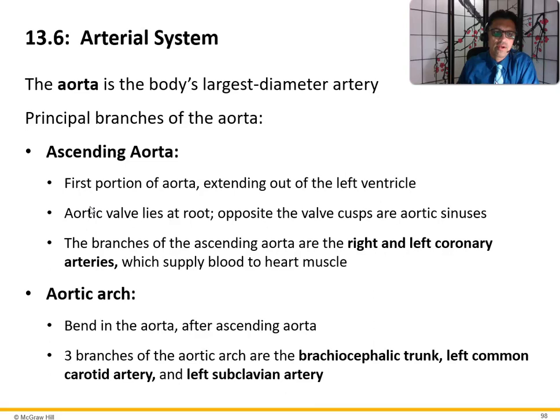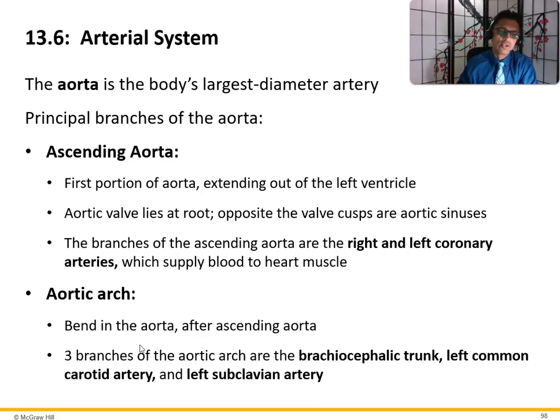Okay, so the aorta is the largest diameter artery in the body. The ascending aorta, the first part of the aorta, extends out of the left ventricle. The aortic valve lies at the root. Opposite the valve cusp are aortic sinuses. The branches of the ascending aorta are the right and left coronary arteries. So these will branch off first and supply the blood to the heart itself. Remember, a heart attack is when the blood supply to the heart is compromised.